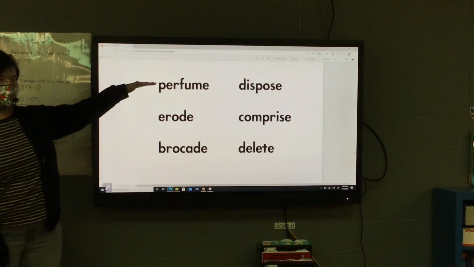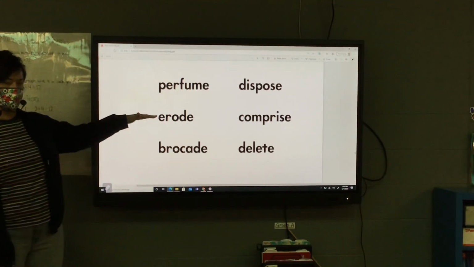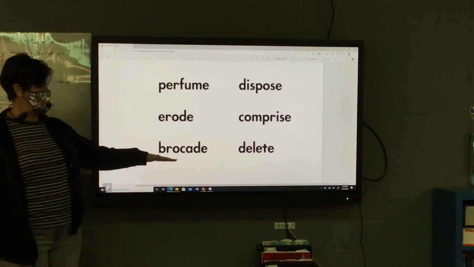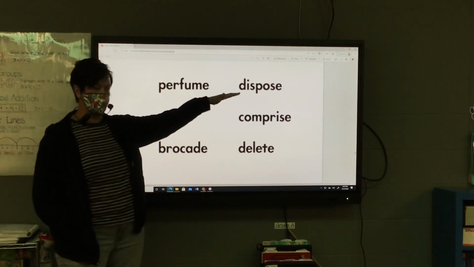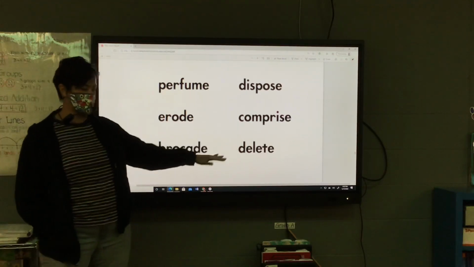The next word here is perfume. Erode. What is the word? Erode. Brocade. Dispose. Comprise. Delete.